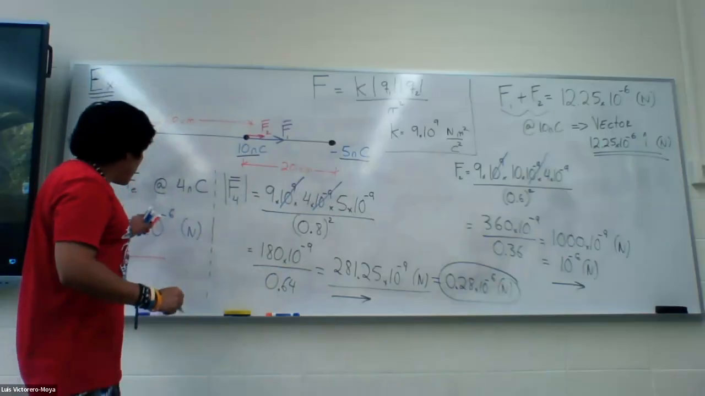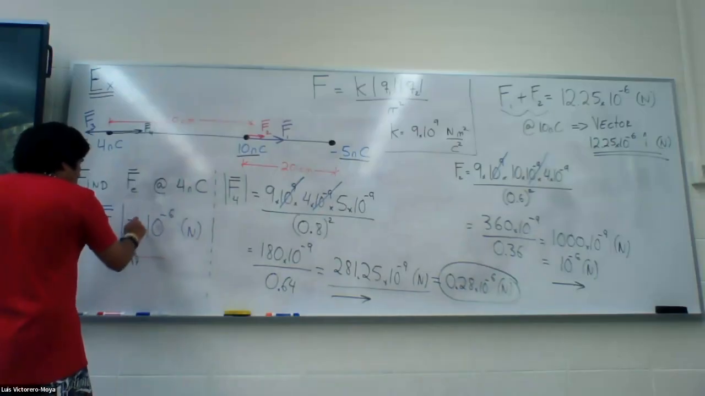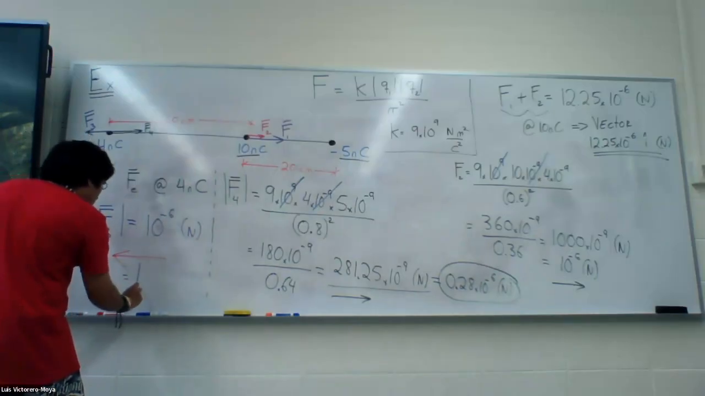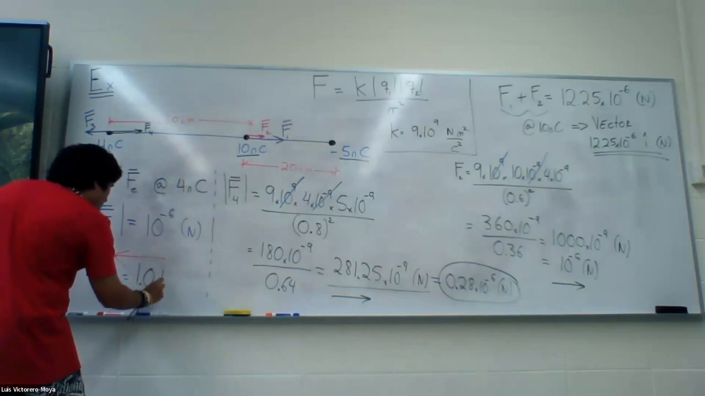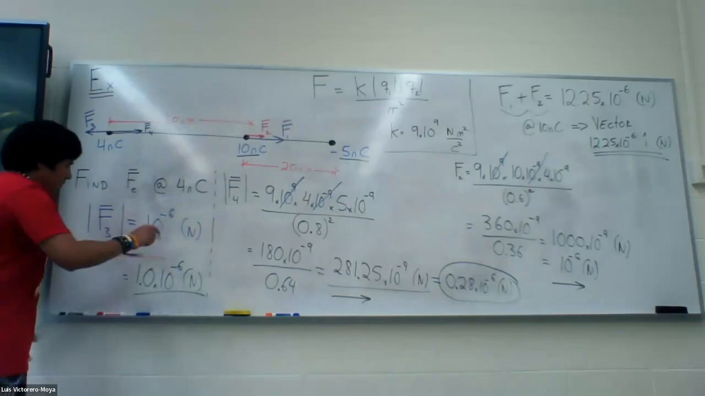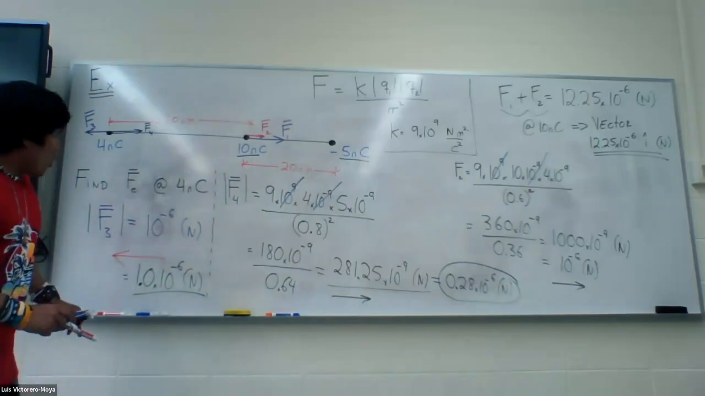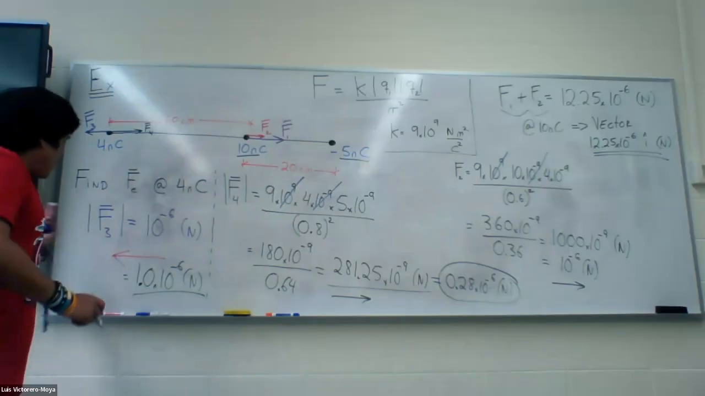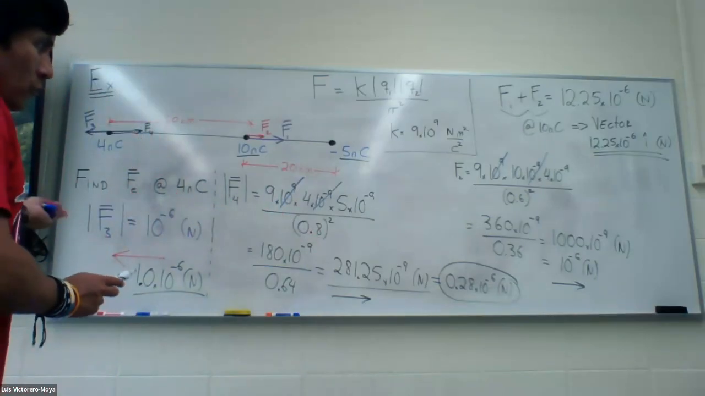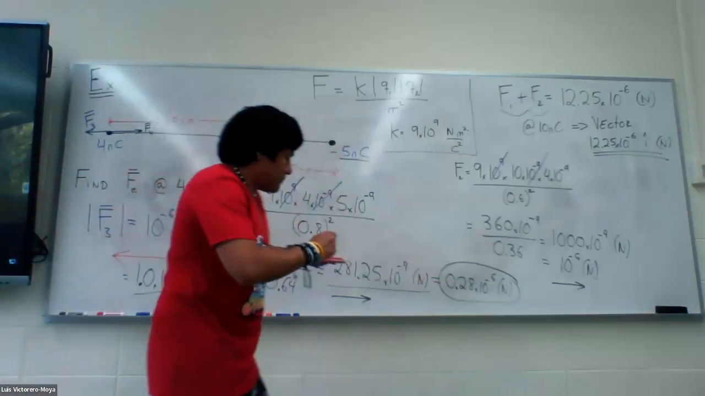Now I can subtract this minus that. Because if you think about it, this is like 1 times 10 to the negative 6, right? This is 1.0, and that's that. So this is going to the left, that's going to the right. So there is more force going to the left than to the right, because that's 1, that's 0.28.